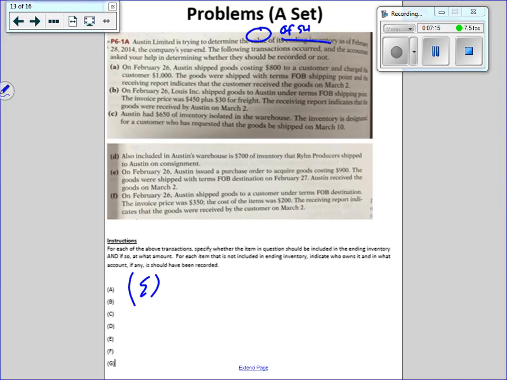On February 26th, a lot's happening. Austin issued a purchase order to acquire goods costing $900. A purchase order is not buying anything. If you've taken my basic business class, you probably know that and maybe have nightmares about it. A purchase order is just a request saying, hey, I want to buy this stuff. It has to go through all the hoops and then file back. That's how we buy stuff here at our school.